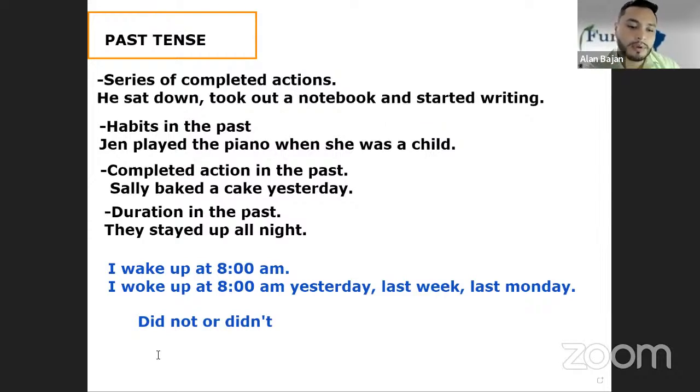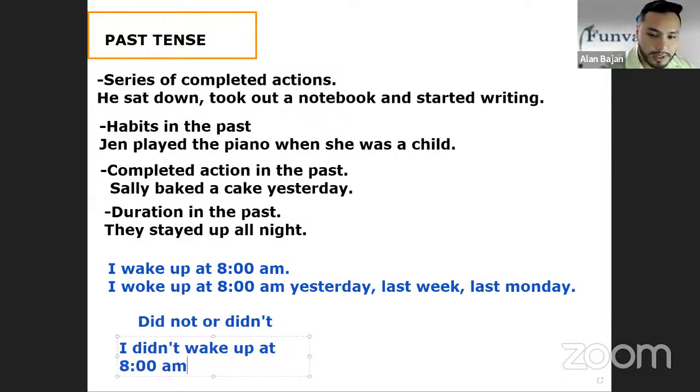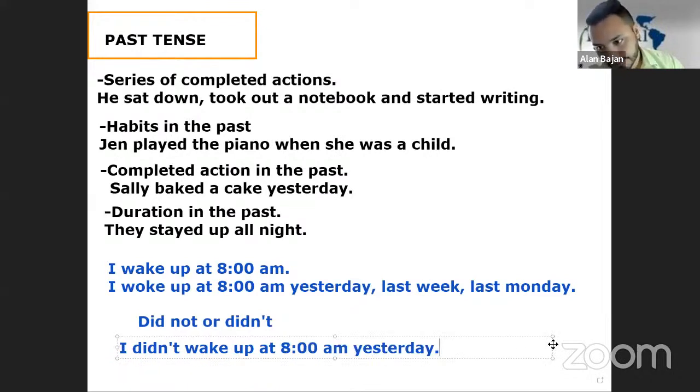So the answer is, I didn't wake up at 8 a.m. yesterday. I didn't wake up at 8 a.m. yesterday. What happened here is that I don't need to write the verb in past tense.